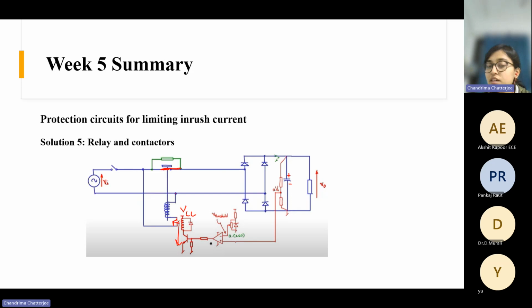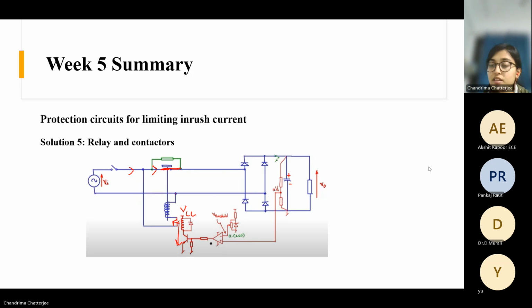Otherwise, this op amp output will not be high. The output of the op amp will be low unless a certain amount of voltage comes here which is greater than this threshold voltage. That means the circuit has already reached steady state. Whenever some voltage has built up here, the circuit has entered steady state. Now there is no point of this resistance. Now we can bypass this resistance and current should flow through this path instead of flowing through this resistance. That is the point of this relay and contactor.